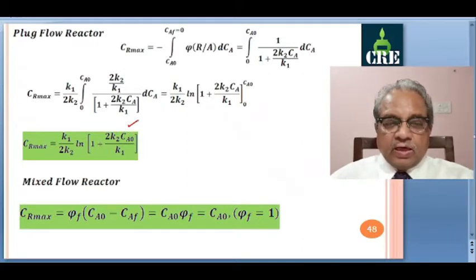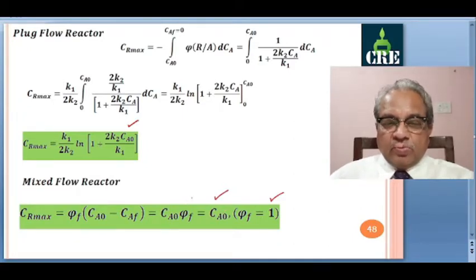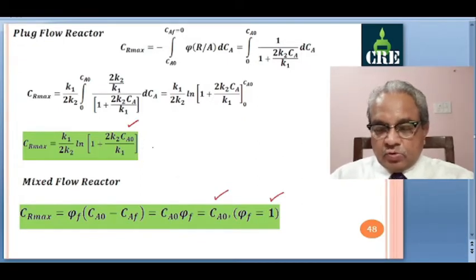For mixed flow reactor, Cr max is the instantaneous yield at exit multiplied by Ca0 minus Ca at exit, at Ca final. Ca final is 0. So this is simply Ca0 into phi of f, and phi of f is 1. It is going to complete conversion. So Cr max will be equal to Ca0. Whatever value of Ca0 you begin with, there will be complete formation of Cr at that.